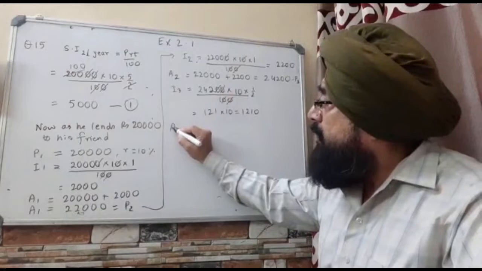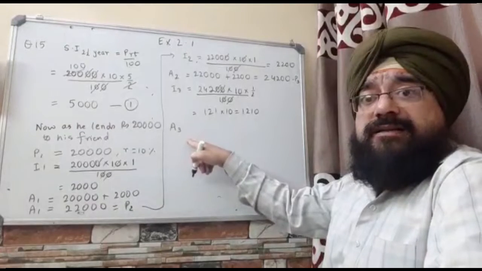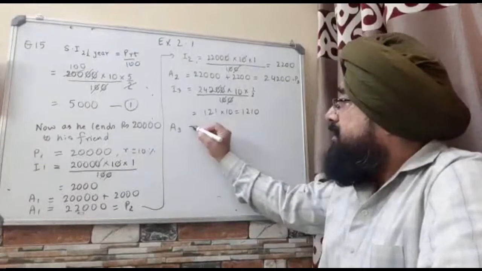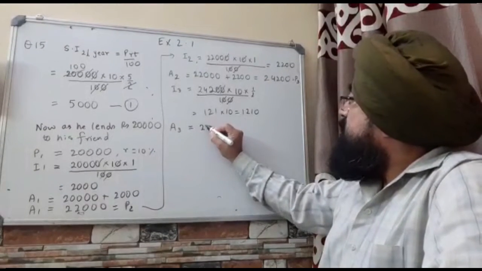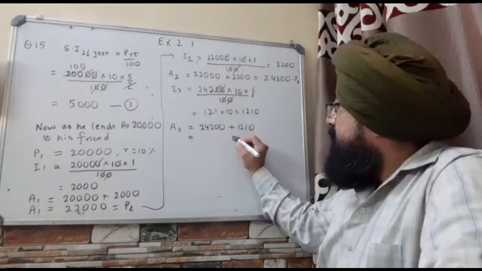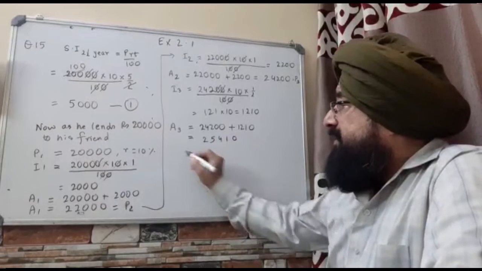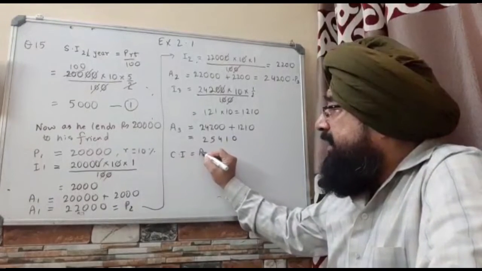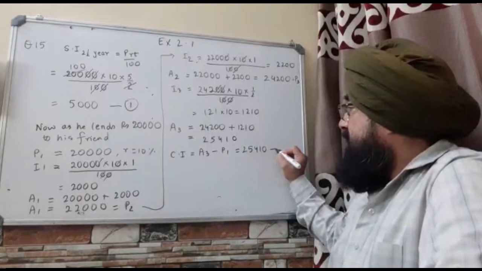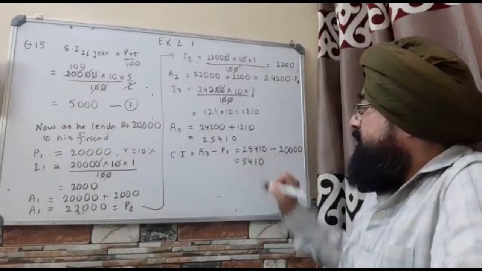Therefore amount at the end of the third time period, it doesn't mean amount at the end of P3 plus I3, it doesn't mean amount at the end of 2.5 years. It means amount at the end of the third calculation is P3, that is 24,200 plus 1210. Plus 1210. So that makes it how much? 25,410. Obviously compound interest earned by him will be A3 minus P1. So that is equal to 25,410 minus 20,000. So that makes 5410.